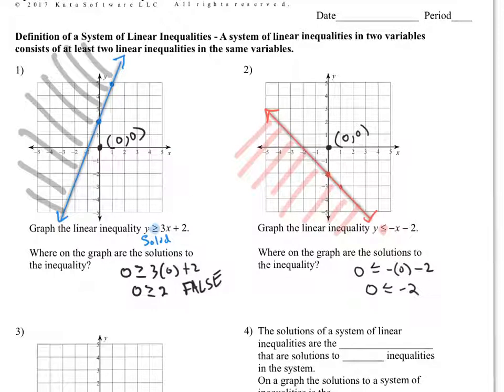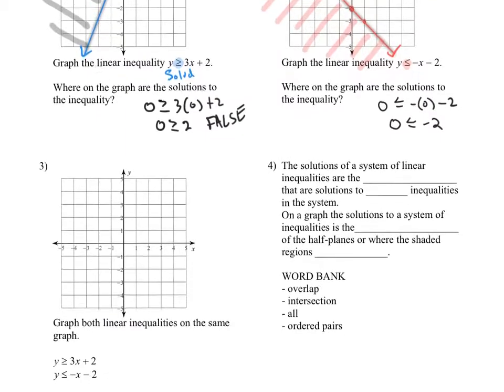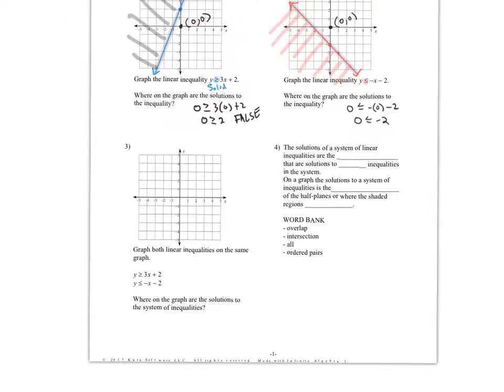Let me group everything together. What we're looking for is the graph of the combination of the two. Look at question 3 here, and let me shrink it so you can see. Question 3 is saying to graph both of these inequalities on the same graph, and where on the graph are the solutions to the system?